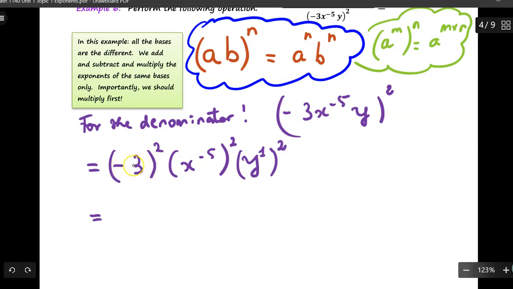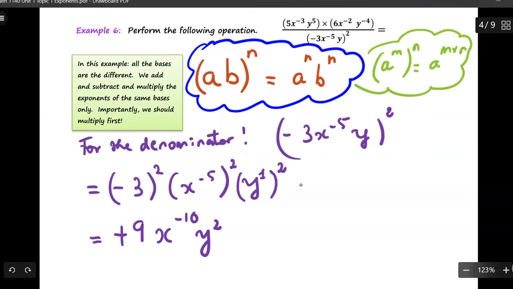In the case that you take minus 3 times minus 3, that will give you a positive 9. So I will write here a positive 9, just to be clear. And then I will have x raised to the exponent of negative 5 times 2. It will give me the negative 10. And then here I have 1 times 2 will give me 2. So that's taking care of the denominator.